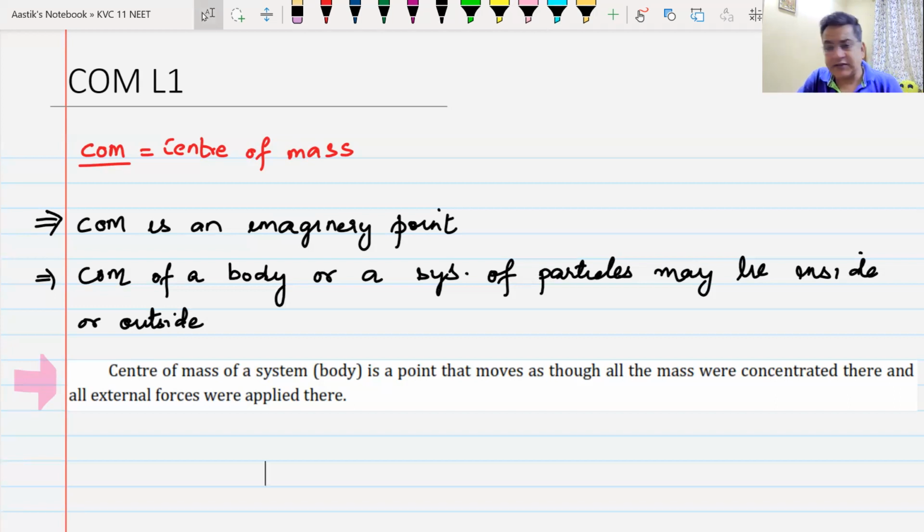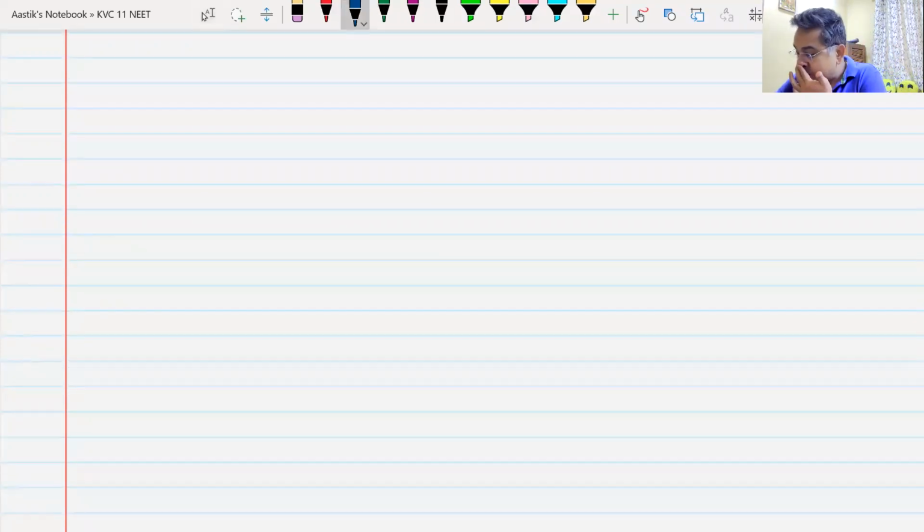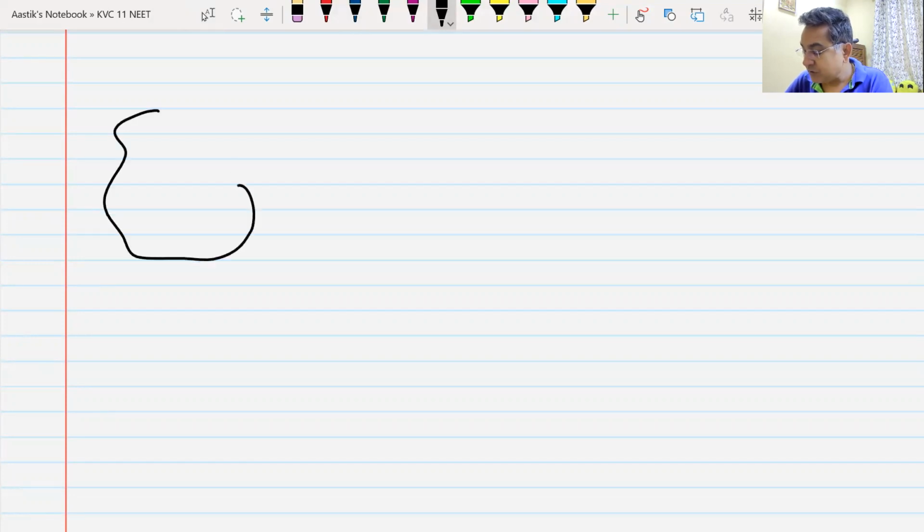So first, I'll wait for 2 minutes for you to write these points and then I'll try to make you understand. Let me explain what I meant when I said all the forces are acting on that point. Let us take the example of this body that I'm creating here. This body consists of a large number of particles. Let us say that I have three particles. This is a body. It has an almost infinite number of small particles. Do we understand this?